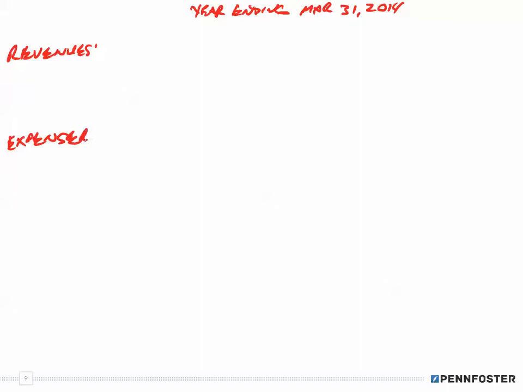I'm not going to worry about the numbers right now. I'm more interested in creating the structure of the financial statement. So under revenues, I'm going to indent here, service revenue and interest revenue, which then gives me a total revenue.